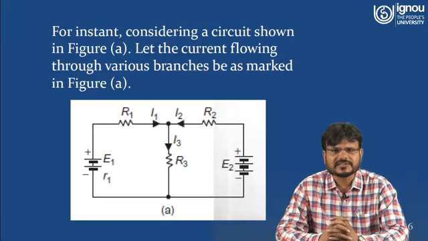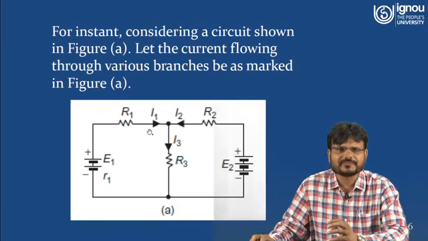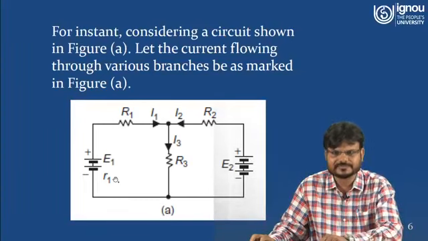For instance, considering the circuit shown in figure A, let the currents flowing through the various branches be marked as I1, the current flowing through one resistance I2, and the current flowing through another resistance I3. There are two voltage sources acting, E1 and E2. You can see here that this voltage source has some internal resistance R1, and this voltage source has internal resistance 0. That means this voltage source is an ideal voltage source and this one is a practical voltage source.